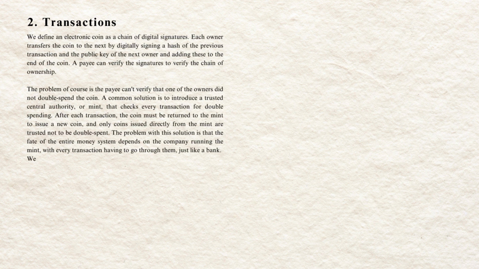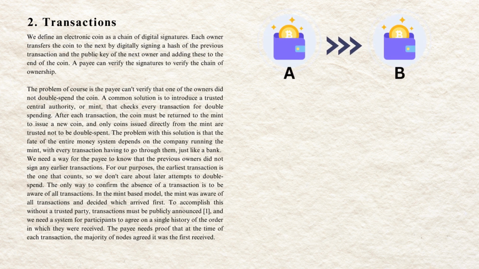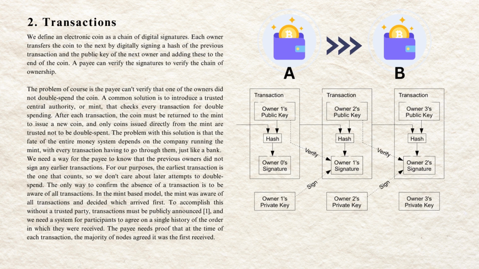Transactions. In this section, Nakamoto describes the mechanics of Bitcoin transactions, which are transfers of value between Bitcoin wallets. Each transaction is represented as a chain of digital signatures. Owners transfer Bitcoin by digitally signing a hash of the previous transaction and the public key of the next owner, adding these to the end of the coin. This provides a verifiable chain of ownership while also allowing nodes in the network to verify transactions independently without needing a central authority.